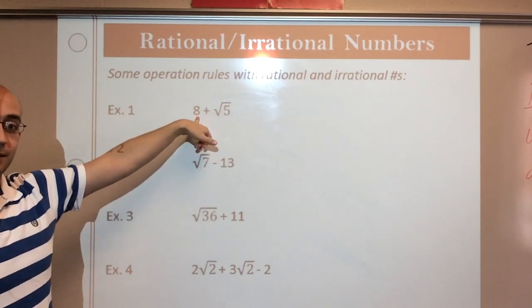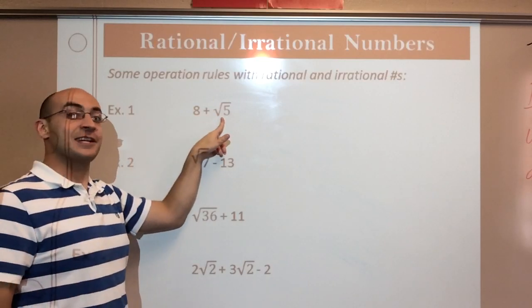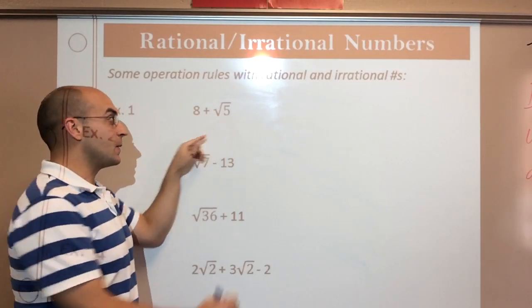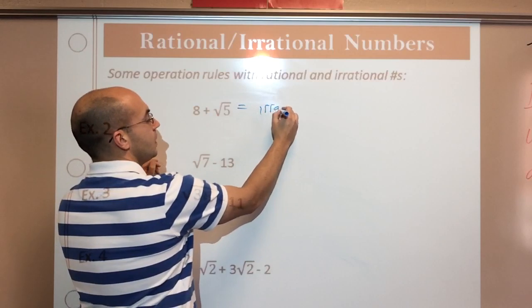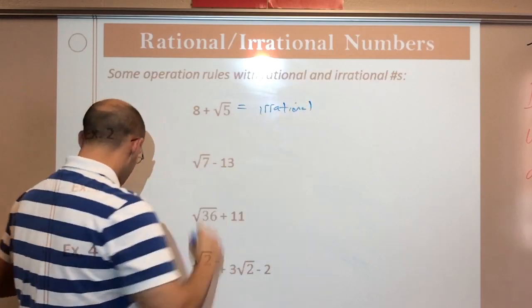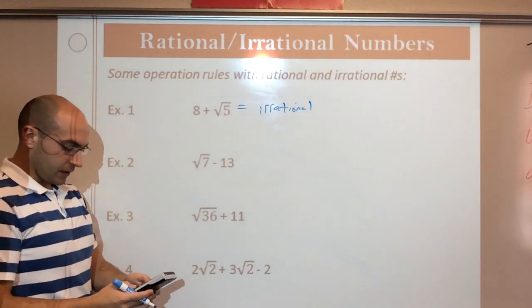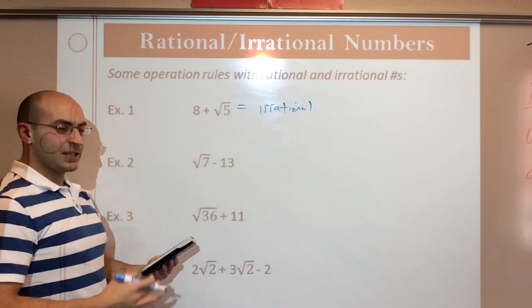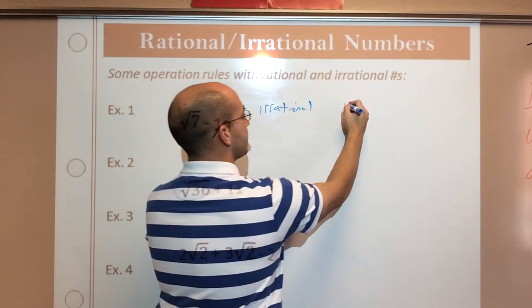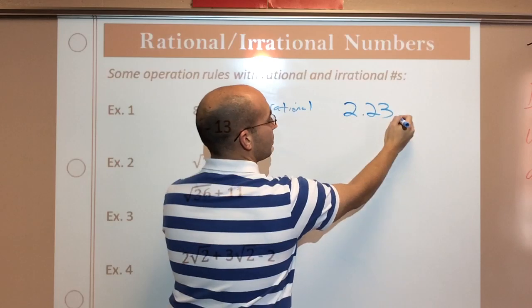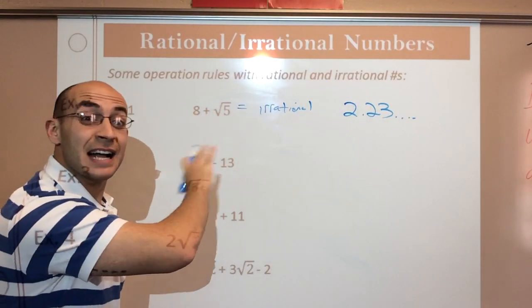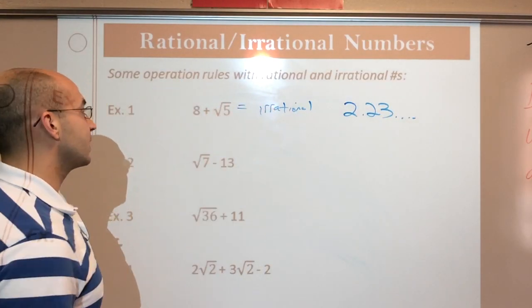Whenever I add a number that's rational to a number that is irrational, my answer is going to be irrational. Now think of it like this. If you were to put the square root of 5 into your calculator, you would get 2.23 and a bunch of other numbers underneath it. That's fine. So let's just do 2.23 and make some dots to show that it's going to be irrational. It's going to go on forever, with no repeating.